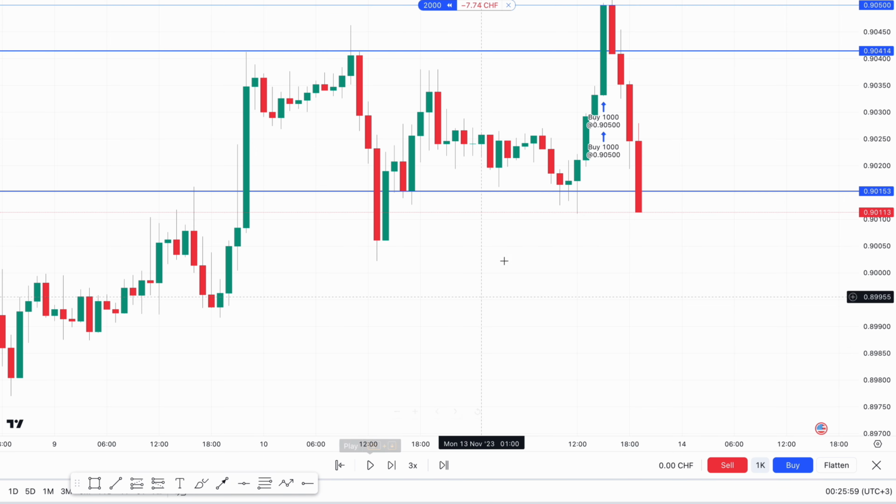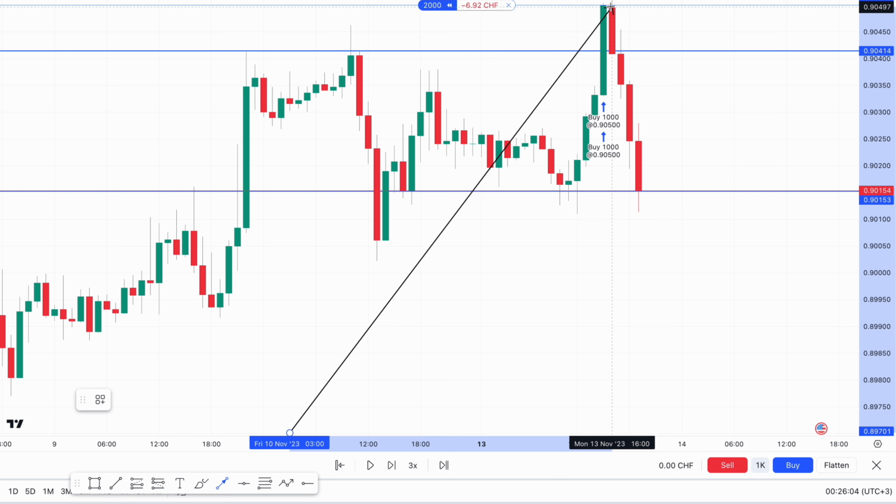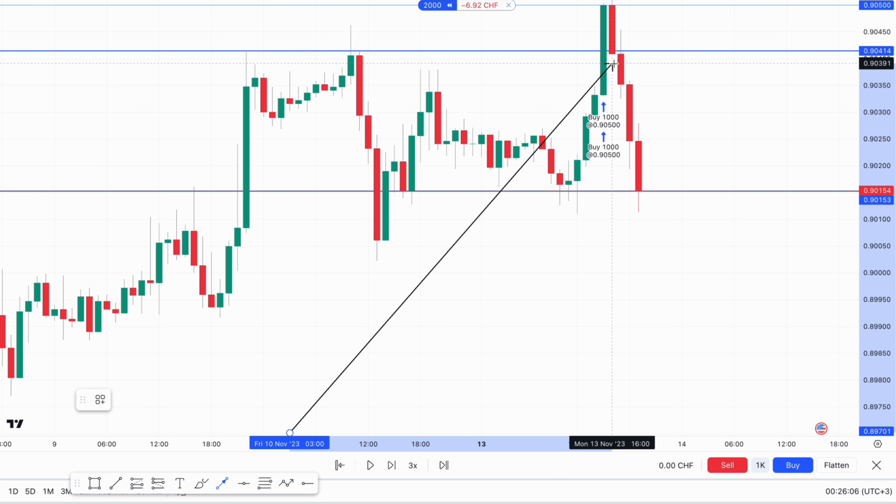You see that price closes back in. You can see the other candle, it opens, it pushes back in here.